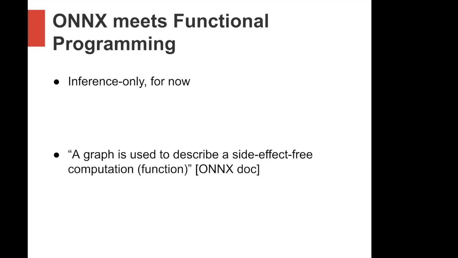So then finally, ONNX meets functional programming. Like I said, it's inference only for now, so we don't need to worry about those second and third functions. And just in case you were concerned that there's something weird going on in ONNX and it's not actually pure or side effect free, it says that in the docs, at least in the master branch. They added the description recently. It says a graph is used to describe a side effect free computation, a function, in the sense that we here mean function.